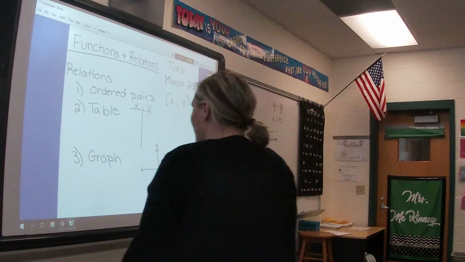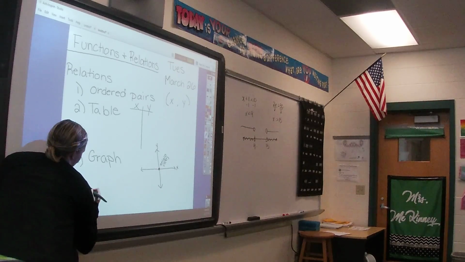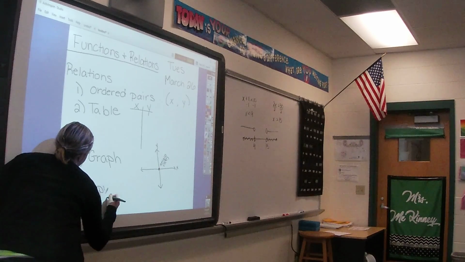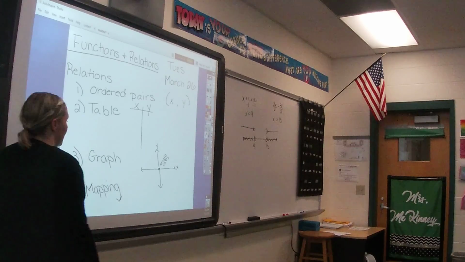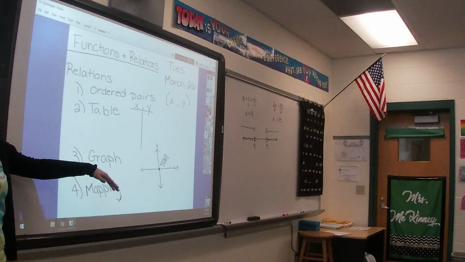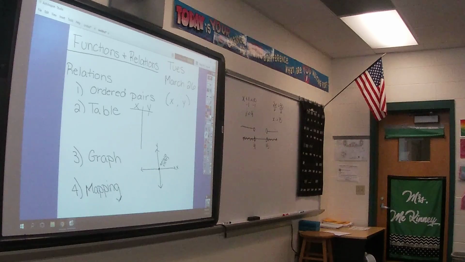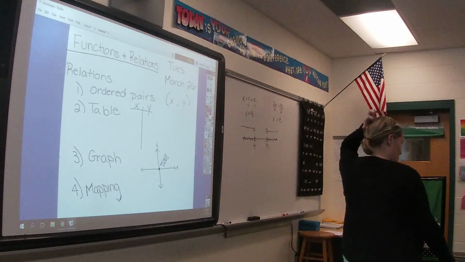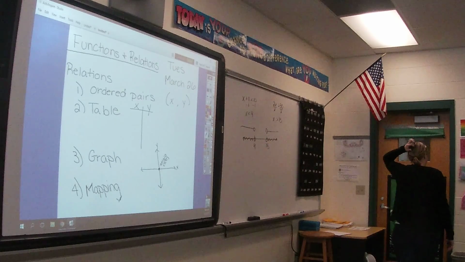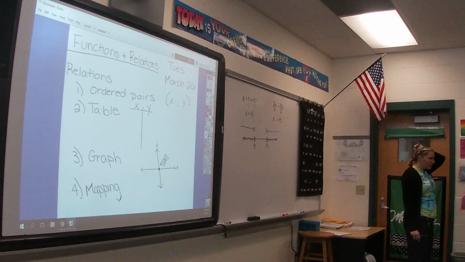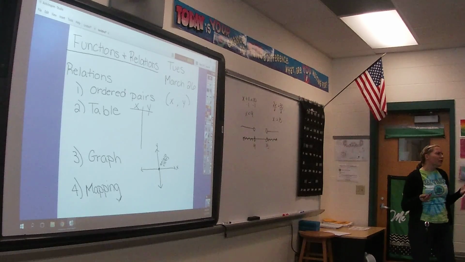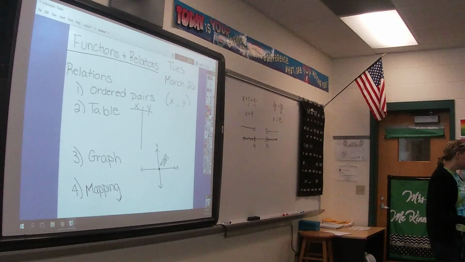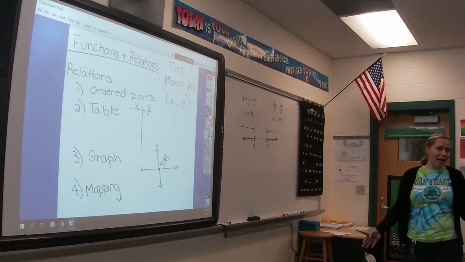The last way that we can represent is called a mapping. Okay, these first three you should be like, yes, I've heard of ordered pairs, I've heard of tables, and I've heard of the coordinate plane before. The last one, the mapping, is sort of the weird one. It's kind of like connect the dots. So we tend to draw ovals, but there's nothing that says it has to be an oval. It could be a square, it could be nothing, whatever.